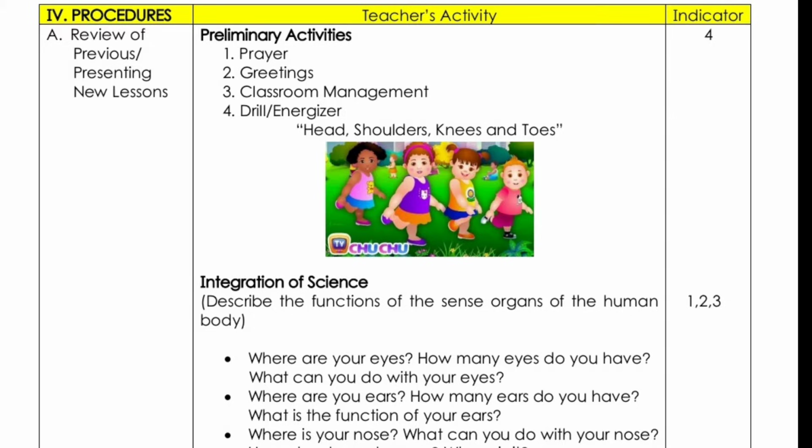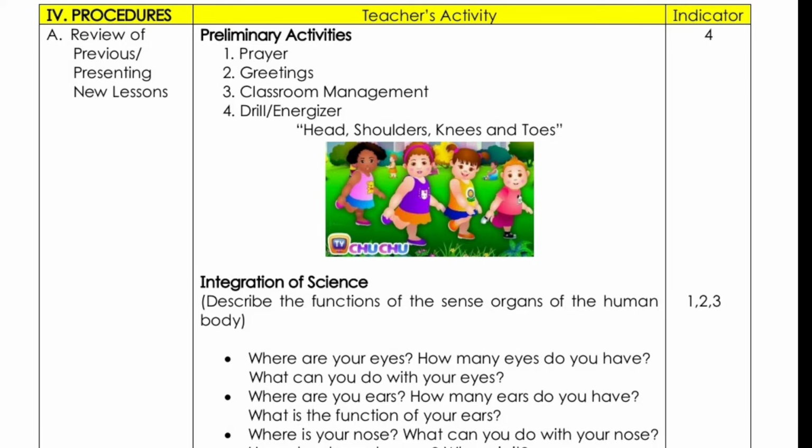Now, I started my lesson with a prayer, greetings, and also introducing myself. Then I have the classroom management. I think this one is very important because at the beginning of the class, you need to set your rules. What are your expectations to your students? After setting the rules, I had a drill or energizer.